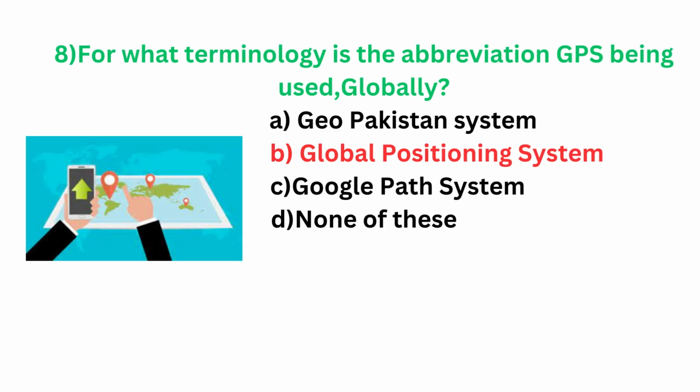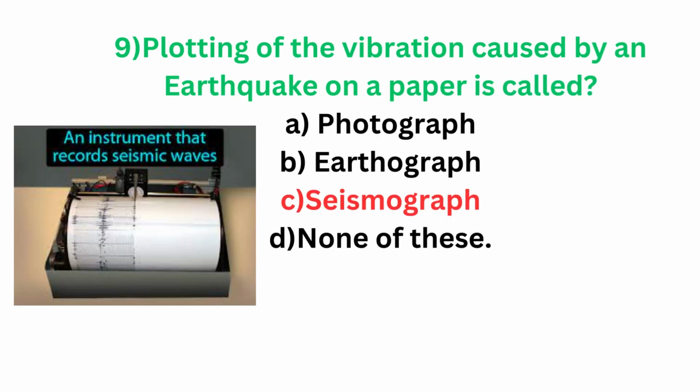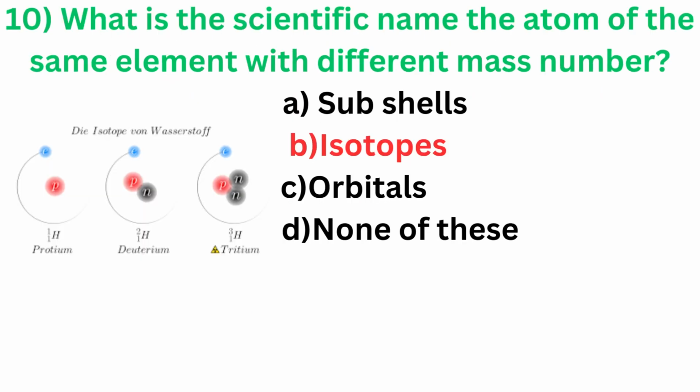And for what terminology is the abbreviation GPS used globally? So GPS stands for Global Positioning System. And plotting of the vibration caused by an earthquake on paper is called seismograph. And what is the scientific name for atoms of the same element with different mass number? So it is isotopes. Hydrogen has three isotopes.